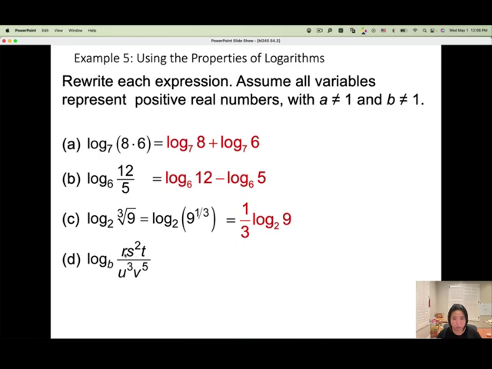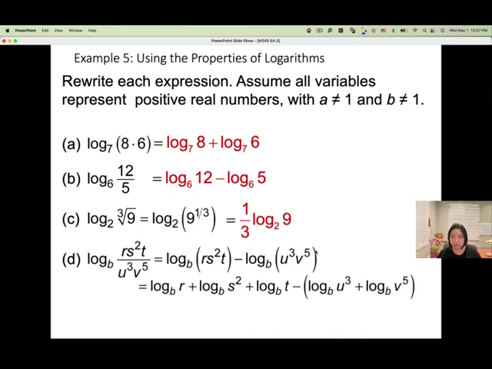Okay, this one, we do have the product and also the quotient. Let's take care of it one by one. Okay, we're gonna have r s squared t minus, because of the quotient, u to the power 3 and v to the power 5. And then now we're going to apply the properties again. This is going to be log b r plus log b s squared plus log b t minus the same thing, log b u cubed plus log b v fifth. Okay, make sure you put the parentheses here.